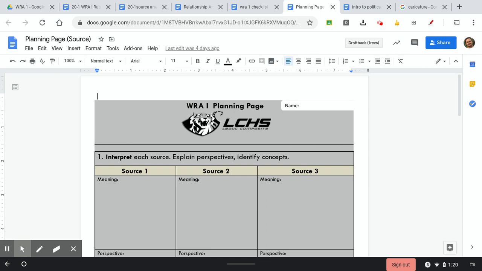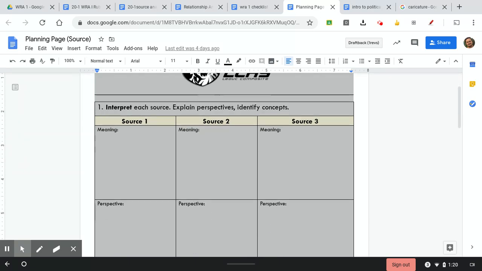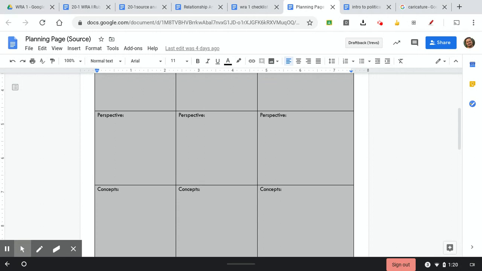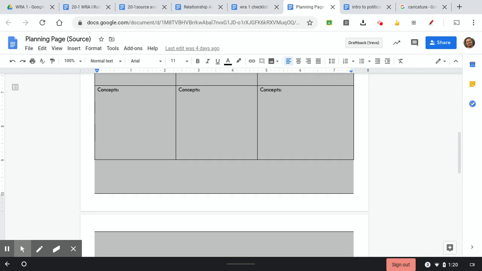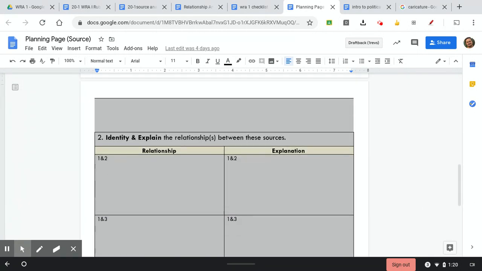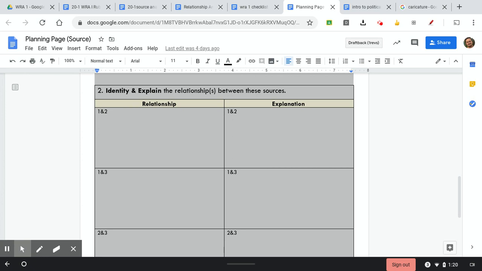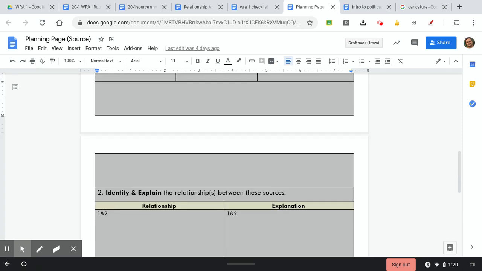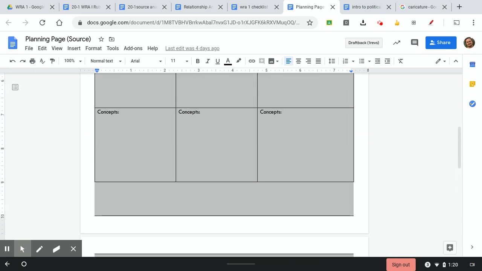Now you're going to get a planning page. I recommend using this. Interpret each source. So in each one of these, what is the meaning of it? What is their perspective? What are some of the concepts shown? Identify the relationships: 1 and 2, what is it? What's the explanation? 1 and 3, 2 and 3. If you use this planning page, you're covering your tracks. You know that you're doing everything that is needed.